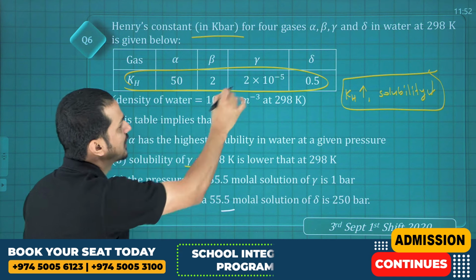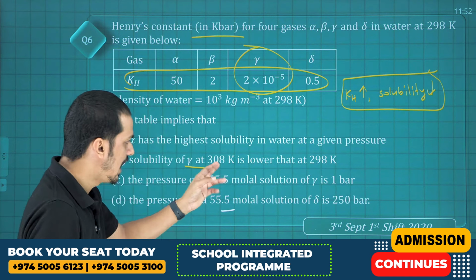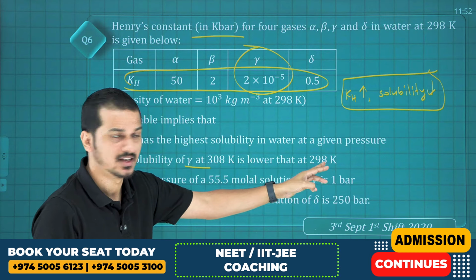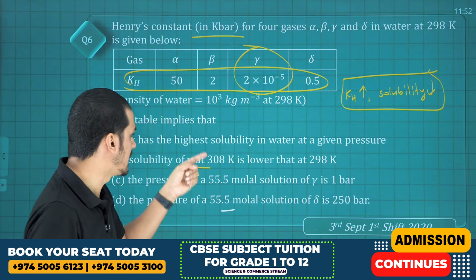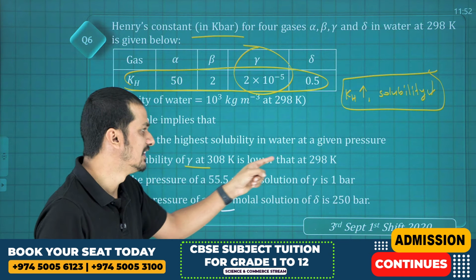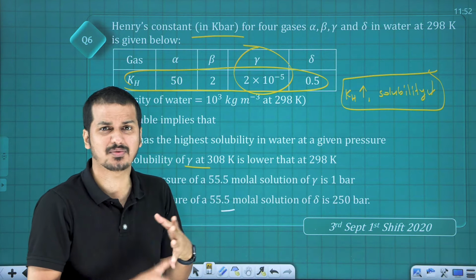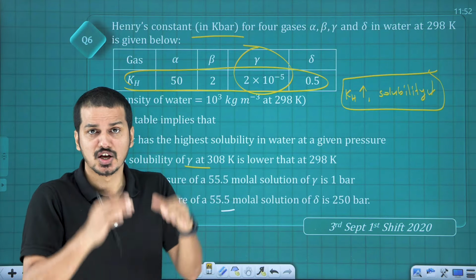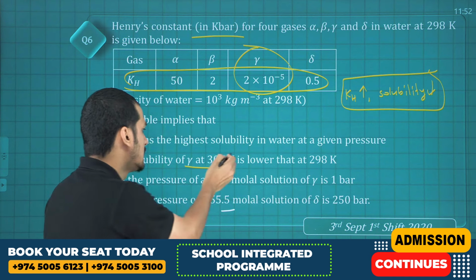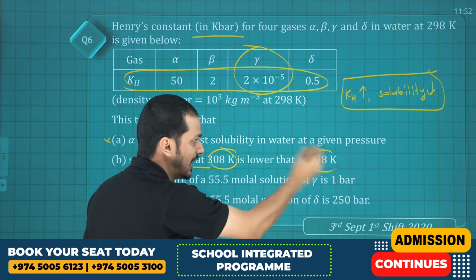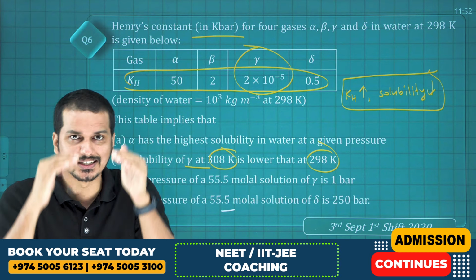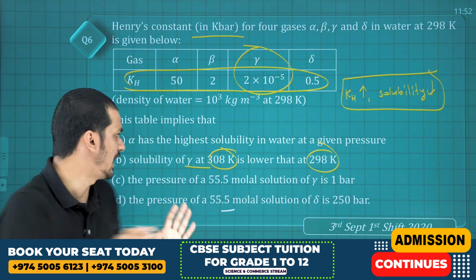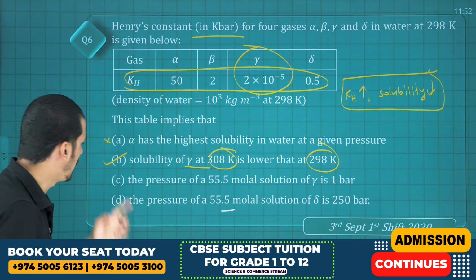Solubility of gamma. They are talking about gamma alone. Gamma at 308 Kelvin is lower than that at 298 Kelvin. Yes, exactly. This KH value depends on temperature, and whenever temperature increases, solubility decreases. Here you can see this is 308 Kelvin, this is 298 Kelvin. So whenever temperature is increasing, solubility is decreasing. For a gas, that gas will try to escape from the solution. So that statement is correct. Then what about the third statement?